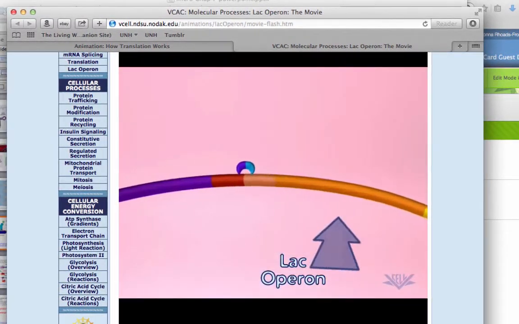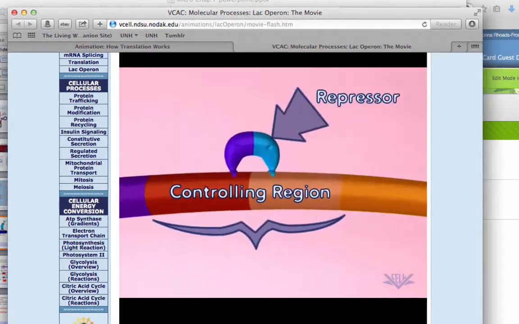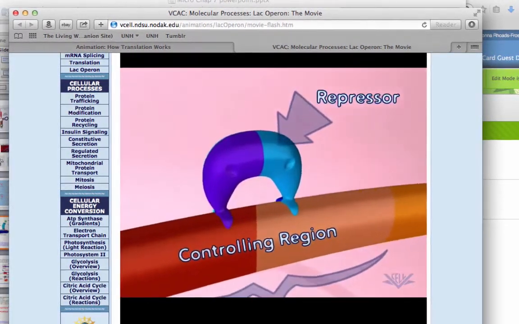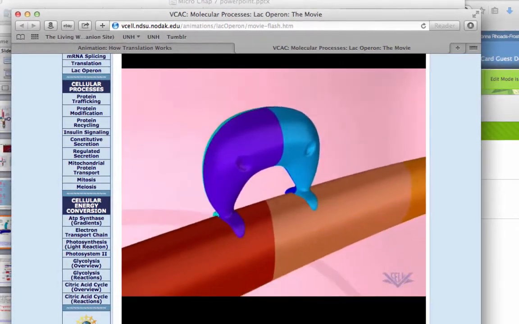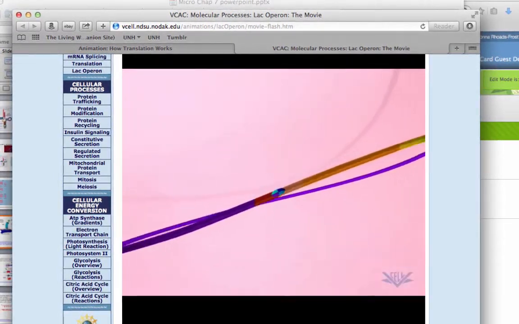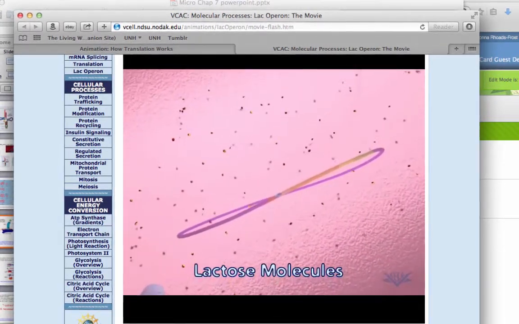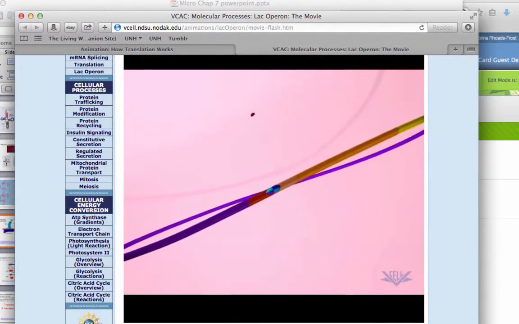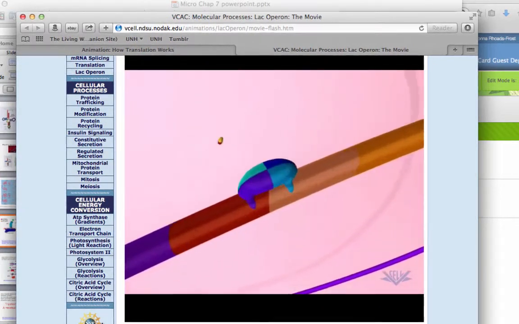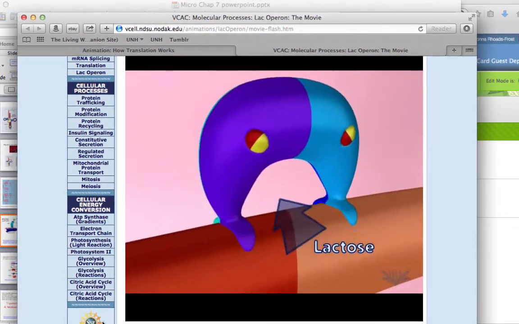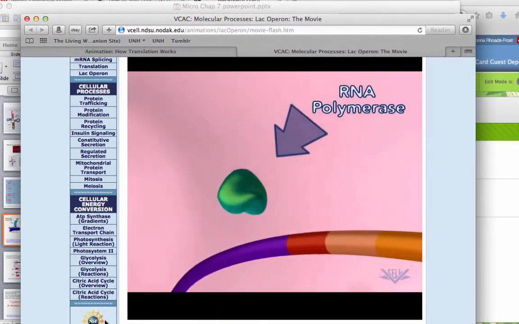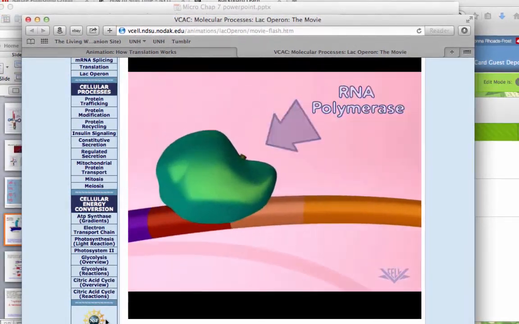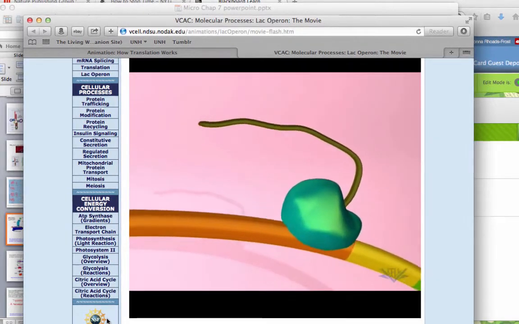For inducible systems, a repressor molecule prevents gene expression by binding to the upstream controlling region. Lactose is the lac operon inducer molecule. After first appearing in the cellular environment, lactose passively enters the E. coli cell and binds to the repressor molecule. This binding releases the repressor from the controlling region. At this point, RNA polymerase can begin transcription of the operon.